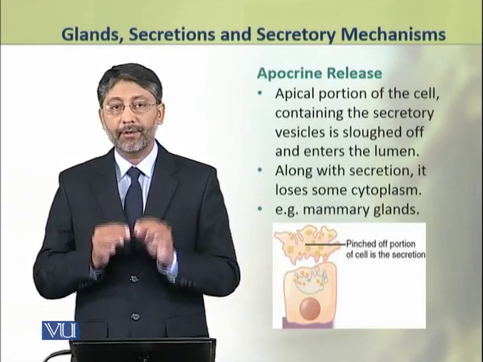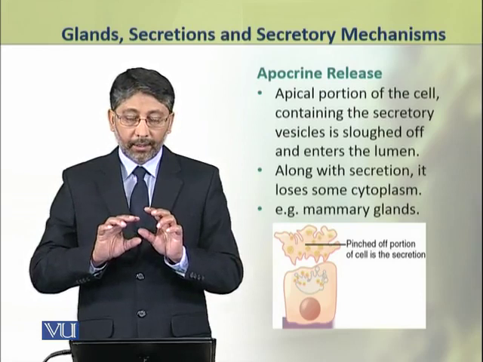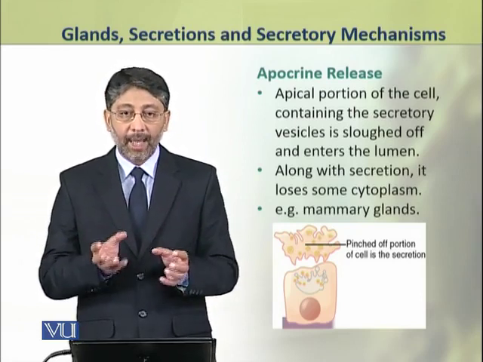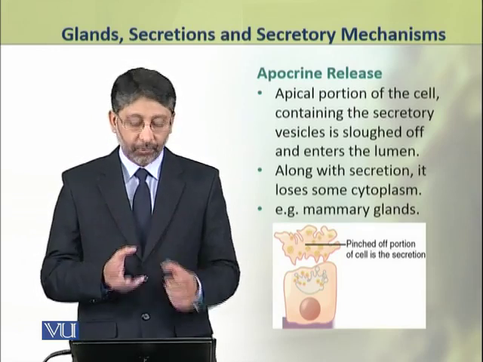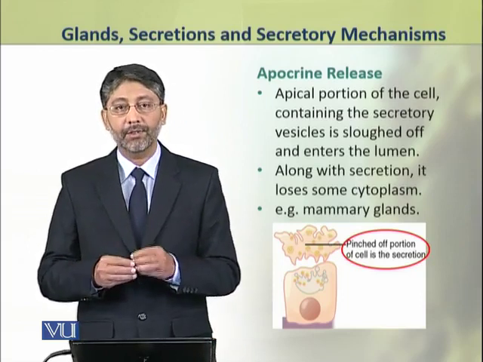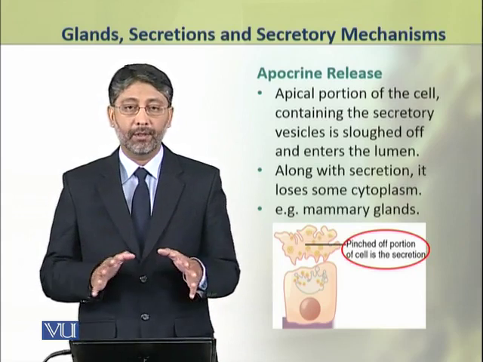In apocrine release, the secretory vesicles are gathered in the apical portion of the cell, and this portion of the cell containing all the secretory vesicles is sloughed off from the cell.